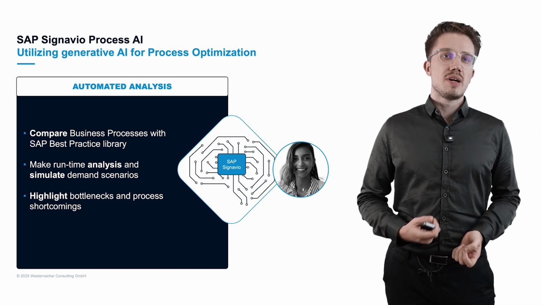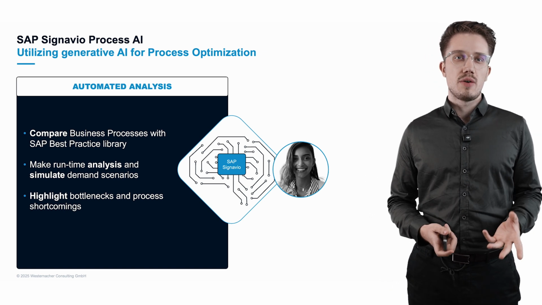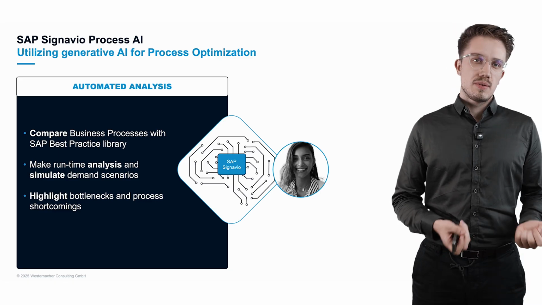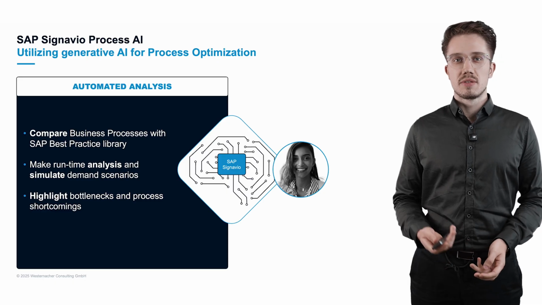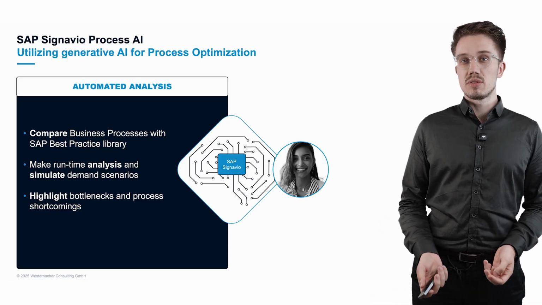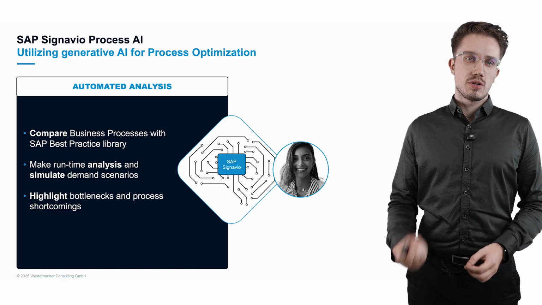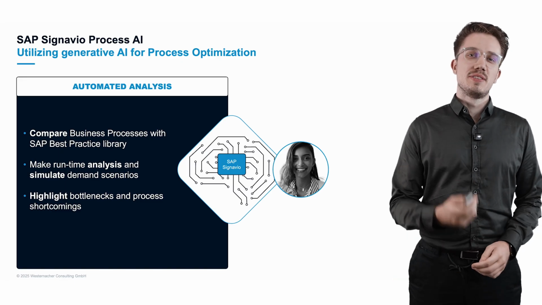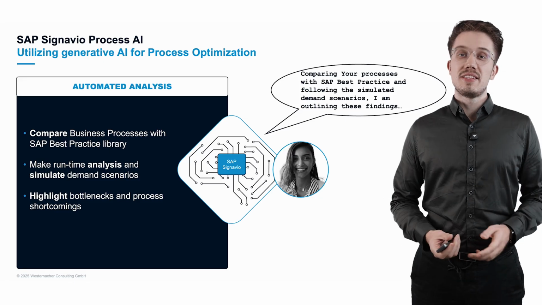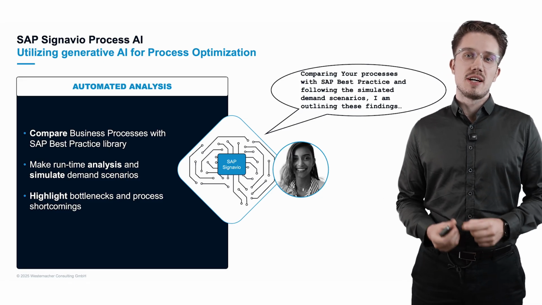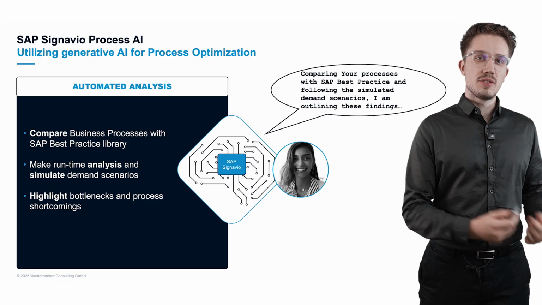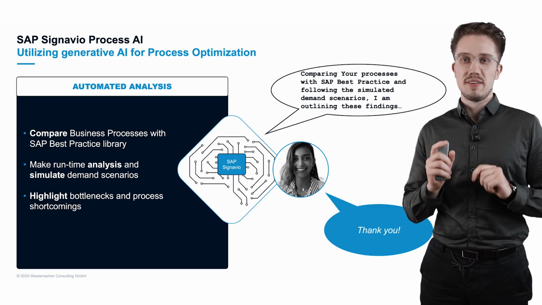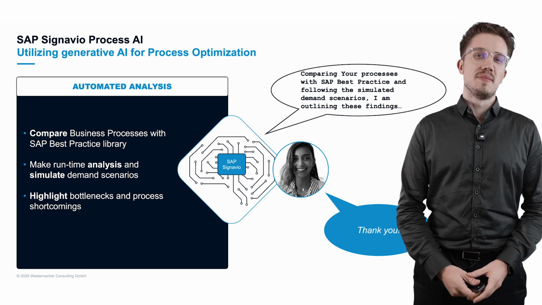With its automated analysis, we are comparing business processes with SAP best practice libraries. We are making runtime analysis and simulating demand scenarios. And we are highlighting bottlenecks and process shortcomings. And the Process AI spits out its findings. Enlightened and happy, Jean is excited to take those findings and run to her analyst. But first, you always say thank you to your AI.